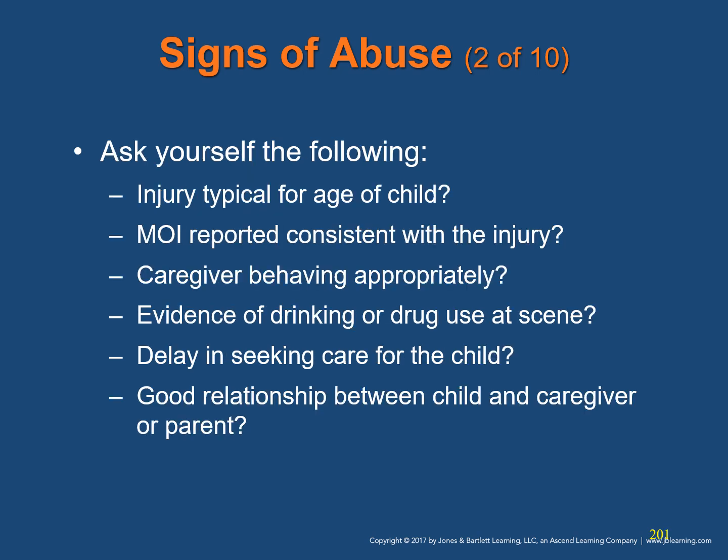Ask yourself the following questions. Is the injury typical for the developmental level of the child? Is the MOI reported consistent with the injury? Is the parent or caregiver behaving appropriately? Is there evidence of drinking or drug use at the scene? Was there a delay in seeking care for the child? Is there a good relationship between the caregiver and the child?